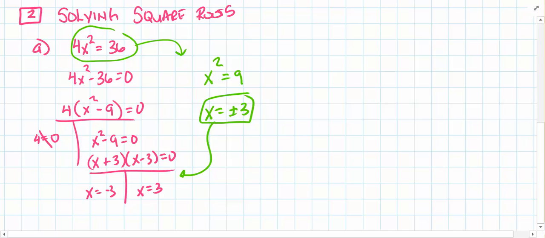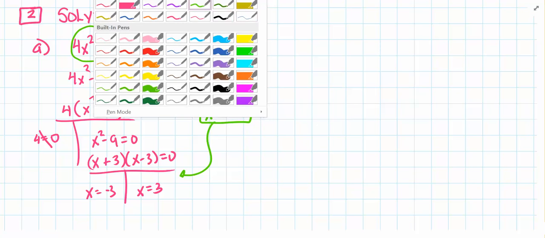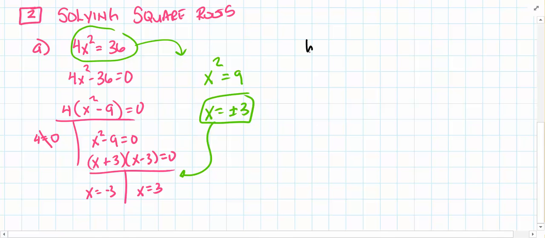I love the fact that you actually moved the 36 to the other side and then pulled out the difference of two squares. I think that's really neat that you see that. Either way is completely fine. Correct. Yeah, we'd have to do something else. Let's try B. Let me give you another example. Let's do 3x squared minus 5 equals 25. How do you want to go about doing this one?